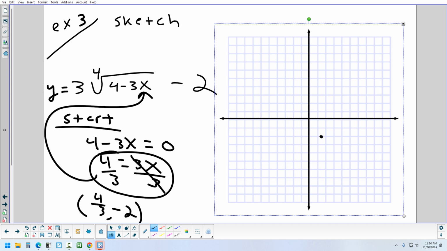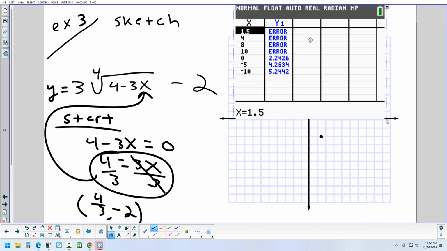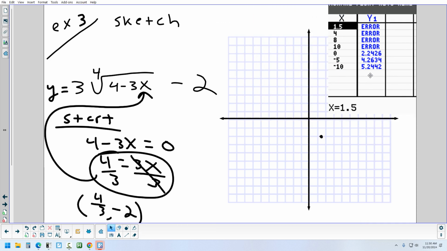If you try to plug in an x value higher, that's what will happen. All those values are higher than -4/3, so we can't use them. I think those values we already have are fine, so let's just use those. I'll just put it over here because my graph is not going to go up into quadrant 1. So we got 0, 2.2, -5, 4.2, and -10, 5.2. All right, so there's your graph.